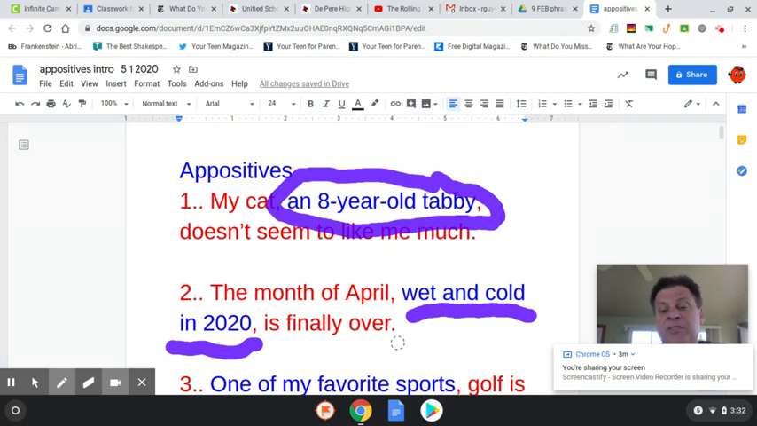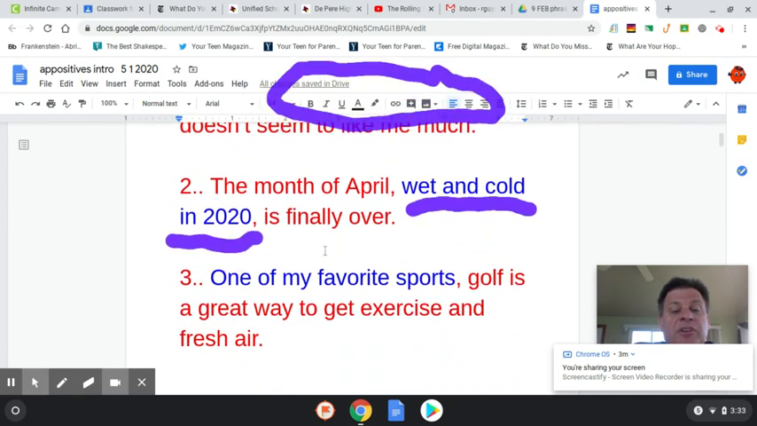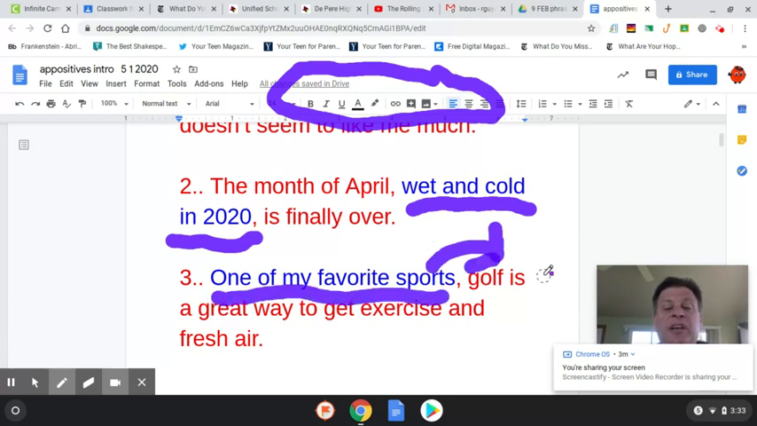Okay, these appositives are just adding a little more detail and a little more variety again to your sentence structure, making your writing look a little bit better. The last one says: one of my favorite sports, golf, is a great way to get exercise and fresh air. Sometimes appositives will start a sentence. In this case, I have the phrase one of my favorite sports, which modifies the noun golf.